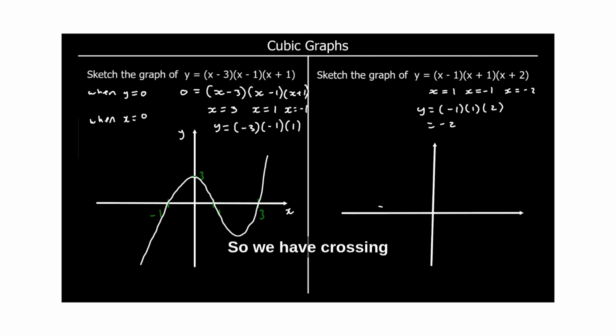So we have crossing y at negative 2, crossing x at negative 2, negative 1, and positive 1. It's a positive cubic. Again, x times x times x, positive x cubed. So it's starting at the bottom left and ending in the top right.